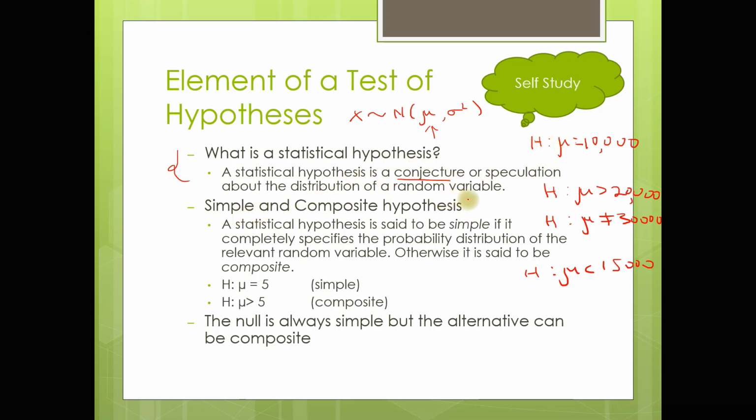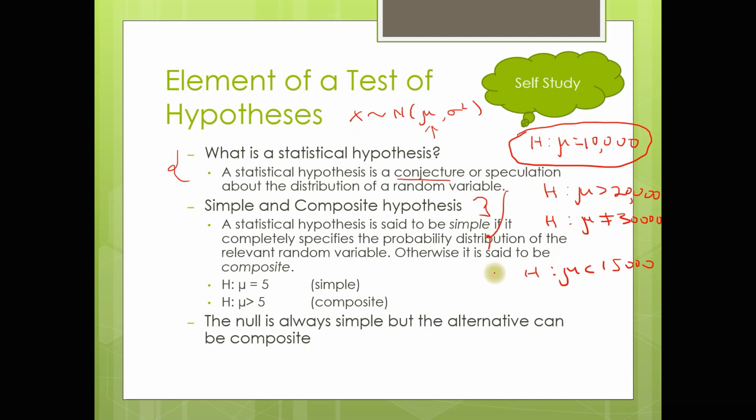Now, there are two types of hypotheses. There is one that we call the simple and one that we call the composite hypothesis. The simple is the one that completely specifies the probability distribution. If you look at these four different hypotheses that I set, there is only one of them that completely specifies the distribution, which is this. Right? You are completely specifying the distribution.